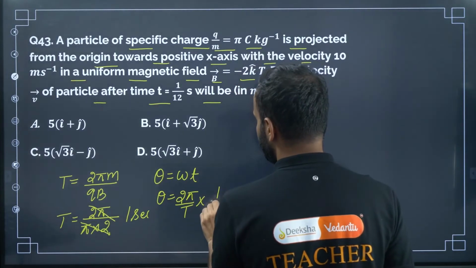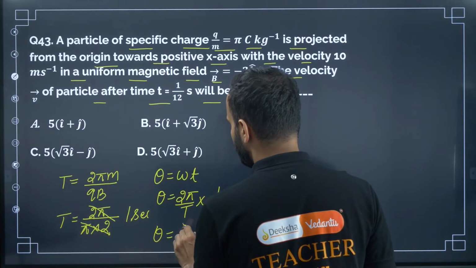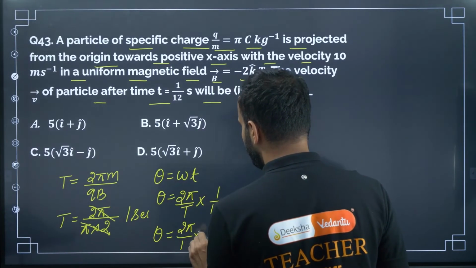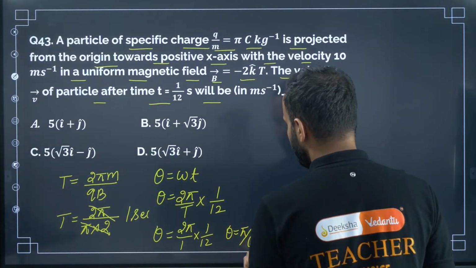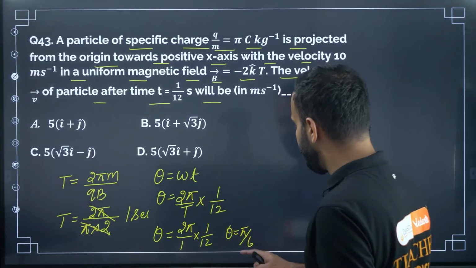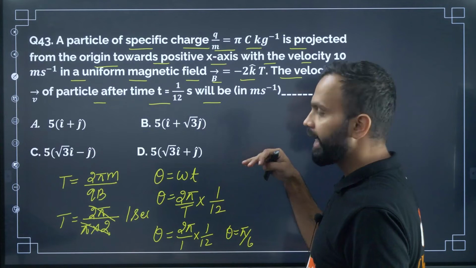t is 1 by 12, right? So what is the value of capital T? Capital T is 1 second. So 2 pi divided by 1 into 1 by 12, which gives theta equal to pi by 6. That is, the particle makes an angle pi by 6 with the x axis, right?